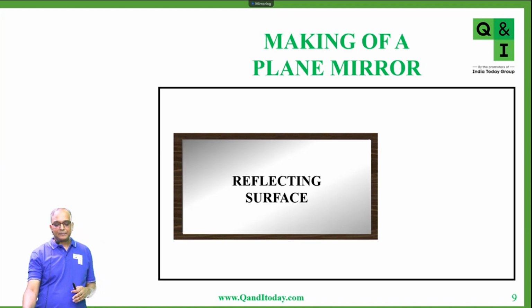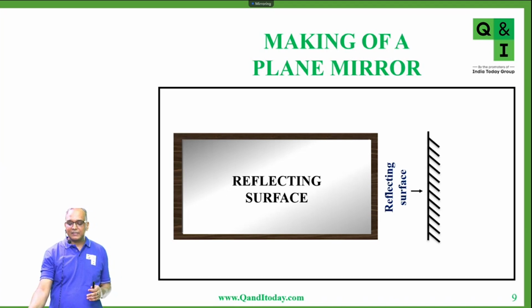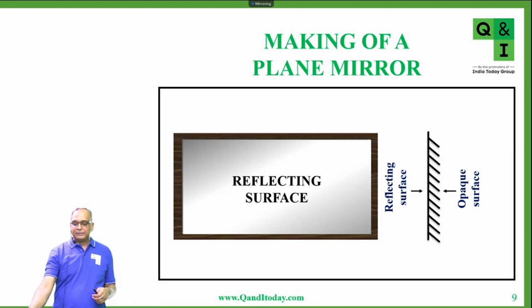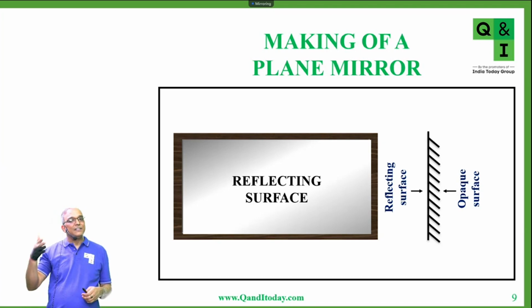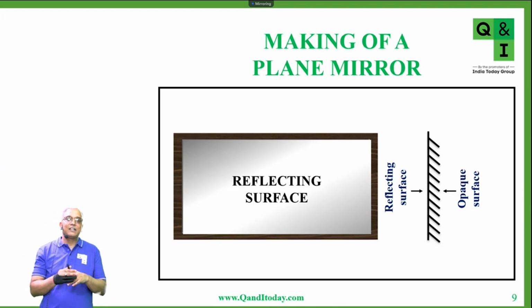Okay. And the other side of that plane mirror will be the reflecting surface through which light can be reflected. The opaque surface is that surface on which you have done the silvering and colored it. And the reflecting surface is the other surface through which light gets reflected. So this is how you make a plane mirror.